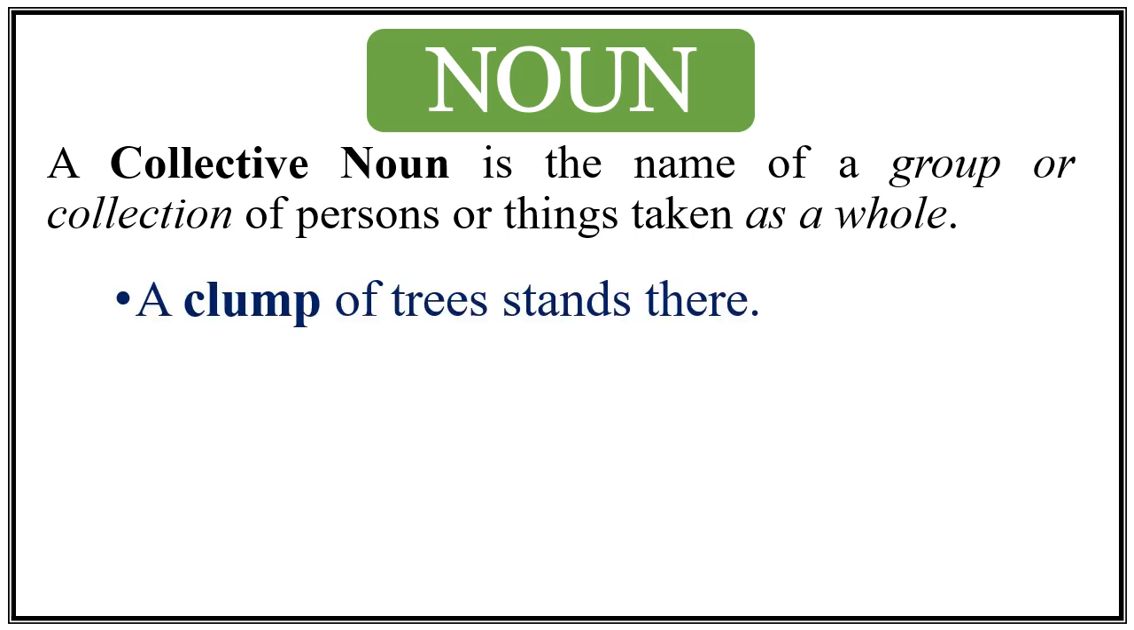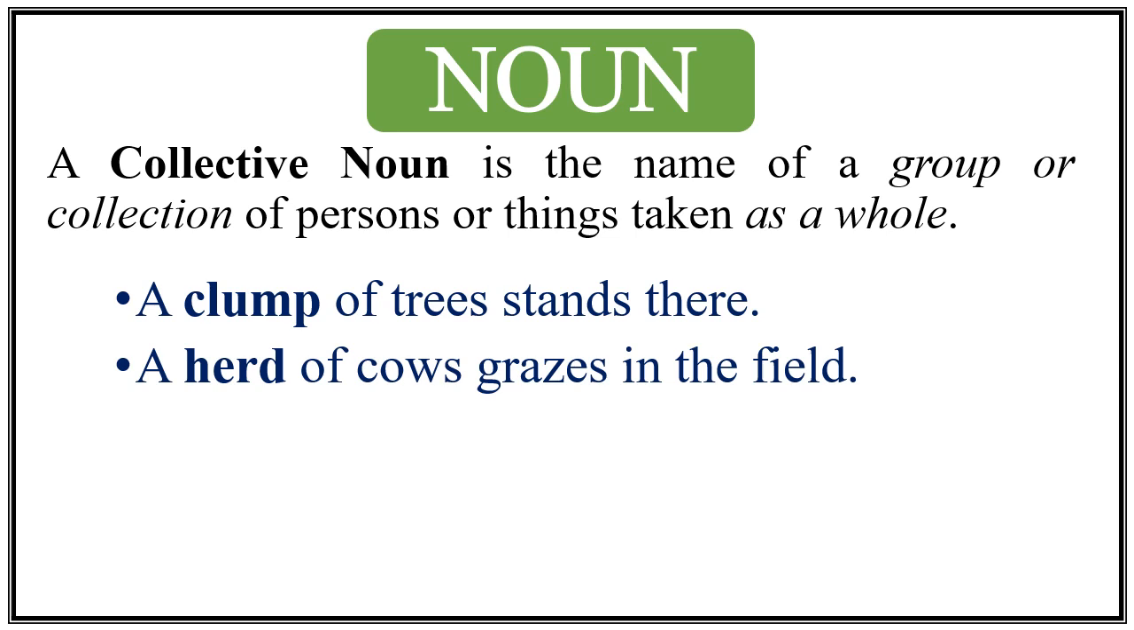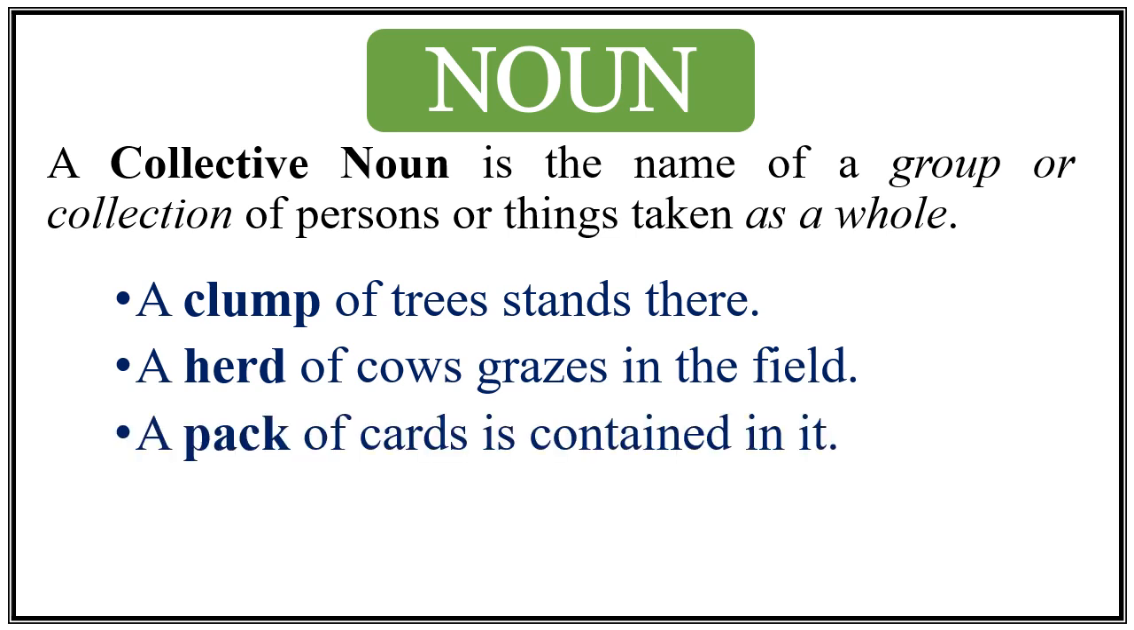1. A clump of trees stands there. 2. A herd of cows grazes in the field. 3. A pack of cards is contained in it. Clump, herd, pack, in these sentences are collective nouns. They denote the collection of trees, cows, and cards respectively.